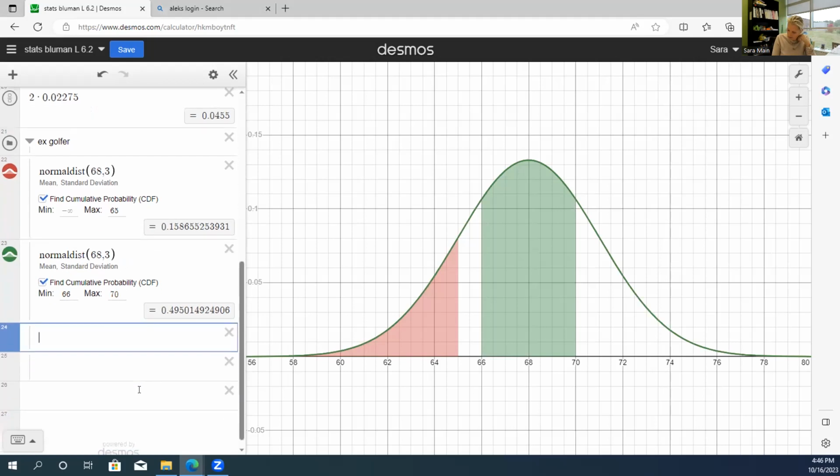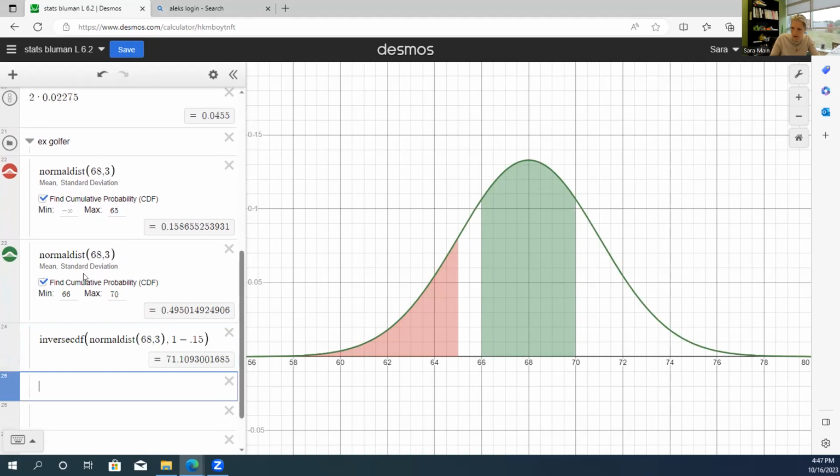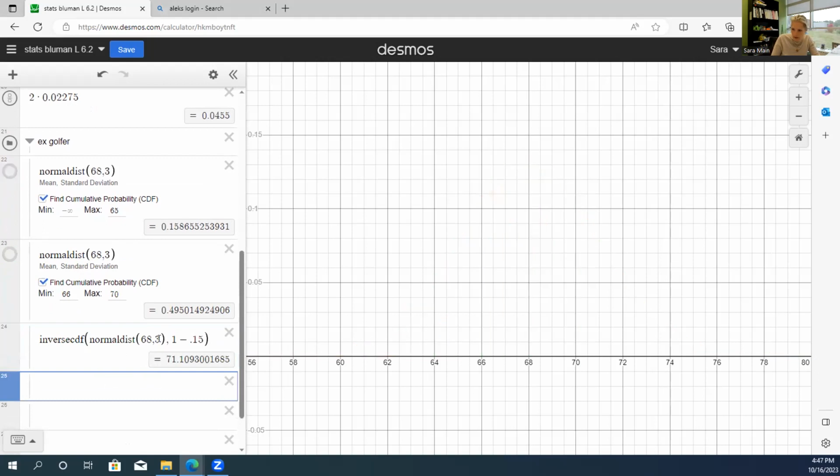And then part C says, what score would a golfer need to be in the top 15%? Okay, so that means we're going to use the inverse CDF of this situation. And the top 15% means that we have to put in 1 minus 0.15 to get the correct value. And I will show you my paper before we come back and prove it.